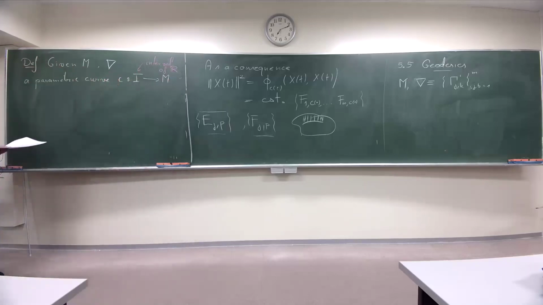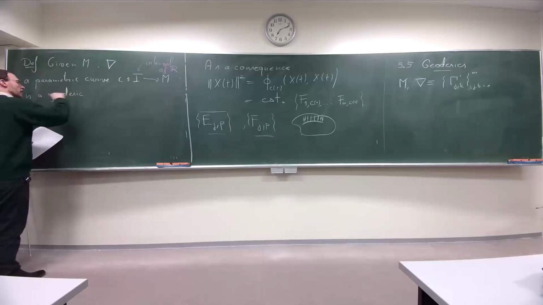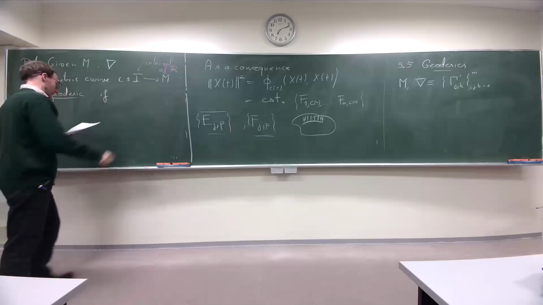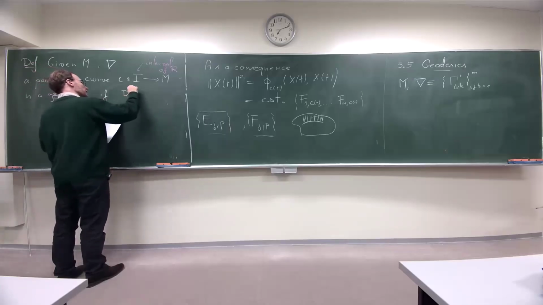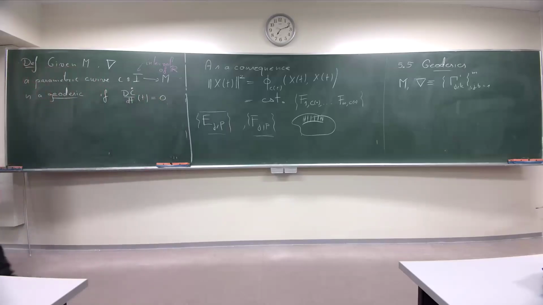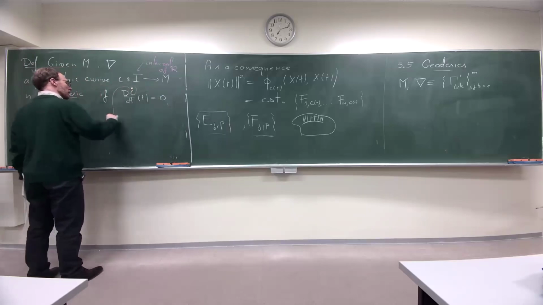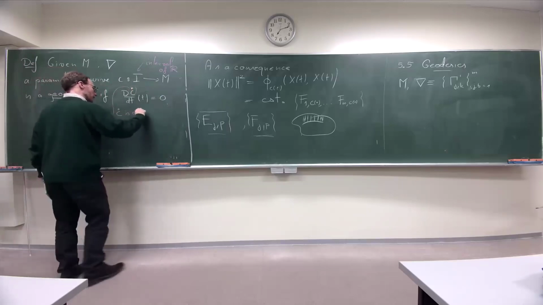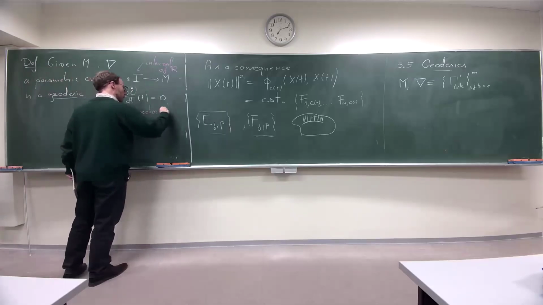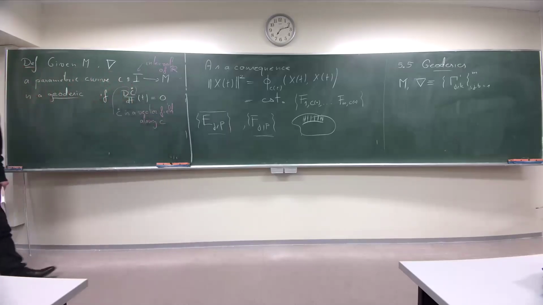The curve from an interval to M is a geodesic if D c dot over dt at any t is 0. What does it mean? Remember c dot, and I will recall it, but c dot is a vector field. It's a vector field along the curve. And I'm asking that its covariant derivative is 0.